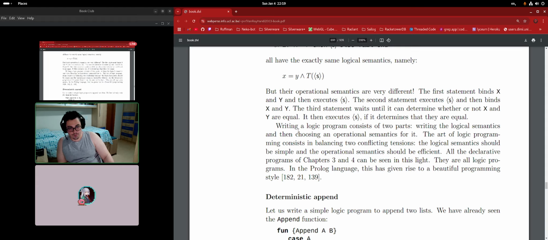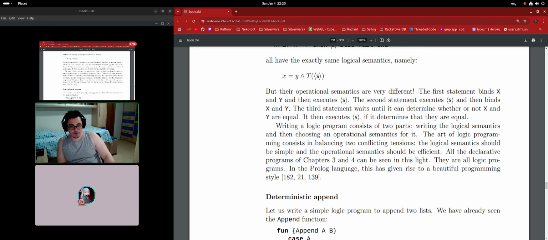So writing a logic program consists of two parts: writing the logical semantics and then choosing an operational semantics for it. The art of logic programming consists in balancing two conflicting tensions. The logical semantics should be simple and the operational semantics should be efficient. Which, well, this is always the conflicting tension of any higher level language.